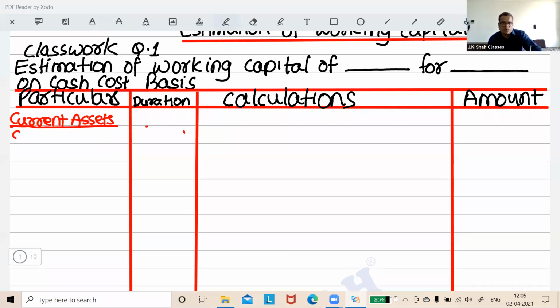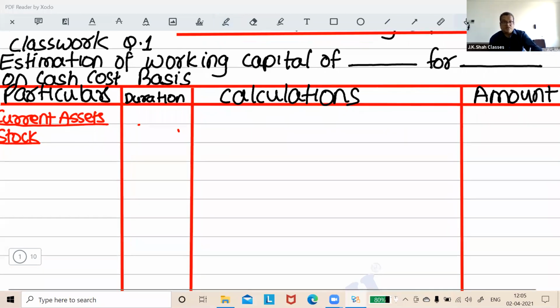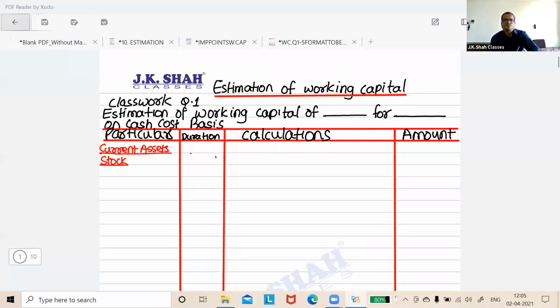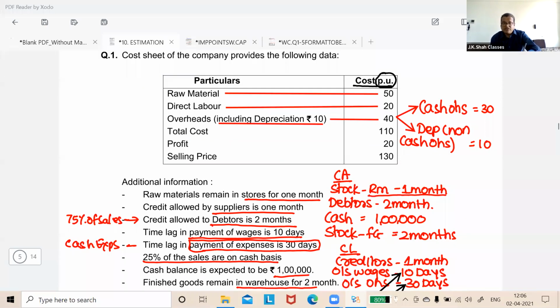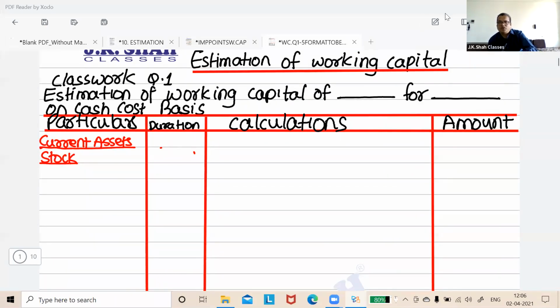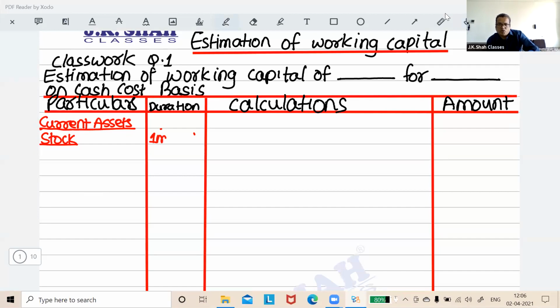First, as usual, we'll write stock. Now check the markings that we've done, guys. Stock of raw material is to be kept for a duration of a month. Fine. So here, for the duration, I'll write 1 month. Now, as we discussed, how much raw material stock to be kept will depend upon the raw material consumed.